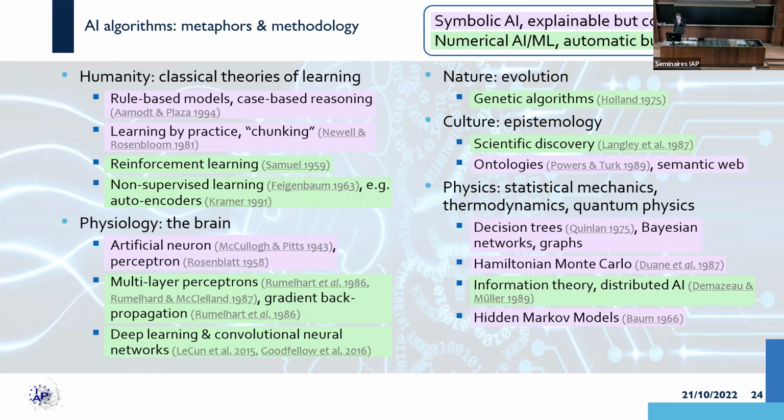And you also have the second broad category, which is numerical AI, or so-called machine learning, which tends to be automatic, but very often is a little bit black box. And this is where you have things such as reinforcement learning, the multi-layer learning, deep learning, genetic algorithms also, which are not fully understood, etc., etc.